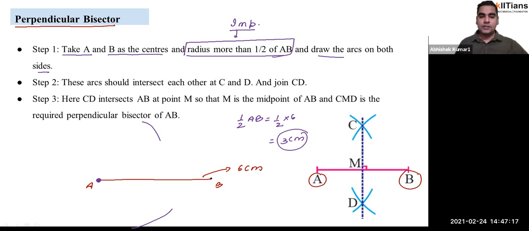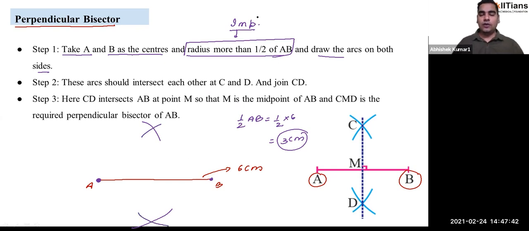After that, you have to assume B to be the center, and you do not need to change the radius of the arc that we selected when we considered A as a center. So assuming B as a center, you have to mark two more arcs, one above AB and one below AB. Let's say this is one of the arcs and that is the second arc.